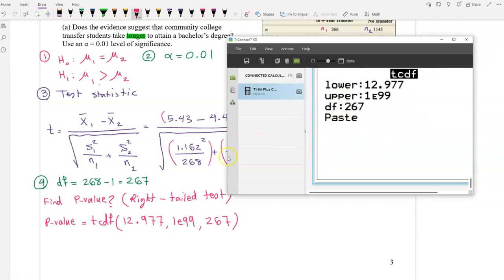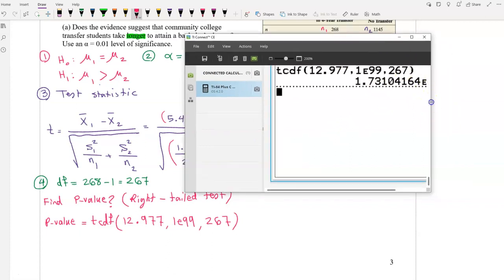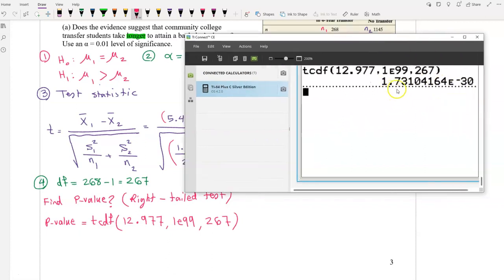So here is what we have. Enter, and this is our answer. Our answer is not 1.73 because here we have a negative power, negative 30. So we have to use that one. Meaning that if we move this decimal point to the left, rounding to 4 decimal places, we're going to have 0.0000.